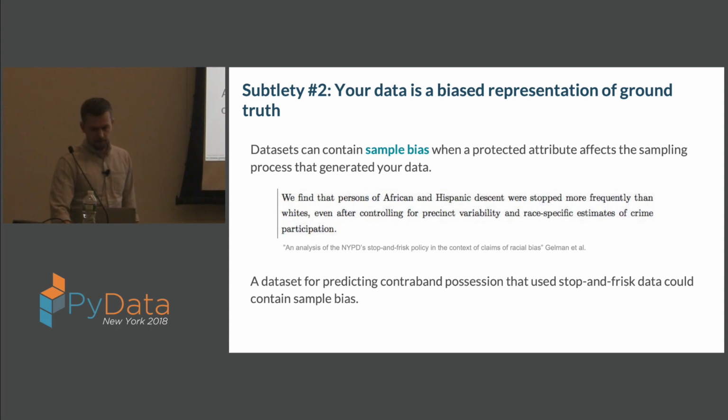The example I have here is a quote from an analysis out of Andrew Gelman's group of the stop and frisk policy from the New York Police Department. In their analysis, they found that people of African and Hispanic descent were stopped more frequently than white people, even after controlling for geographic variation and estimates of crime participation. So if you're working with a data set based on results from stop and frisk stops, then it's likely that that data set has sample bias, because the process by which people are getting put into the data set operates differently for different groups of people.